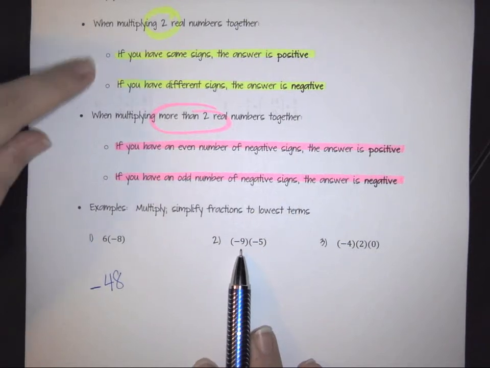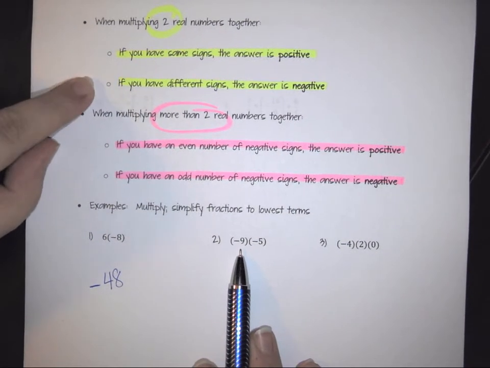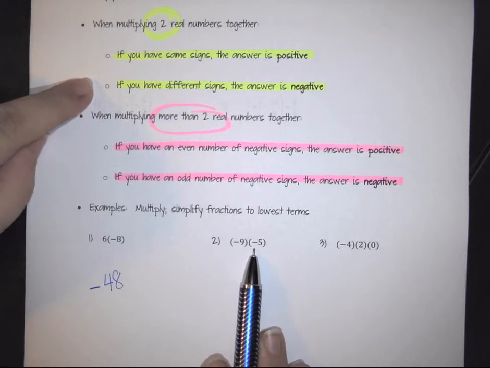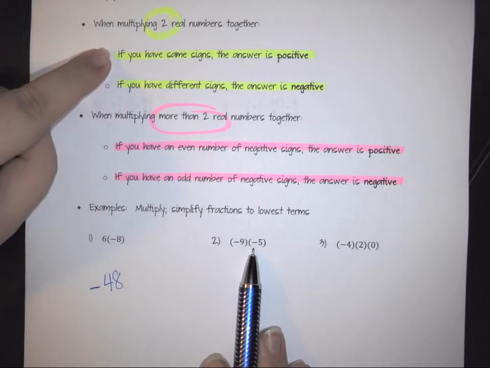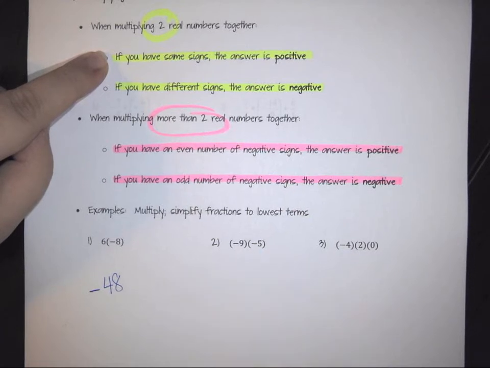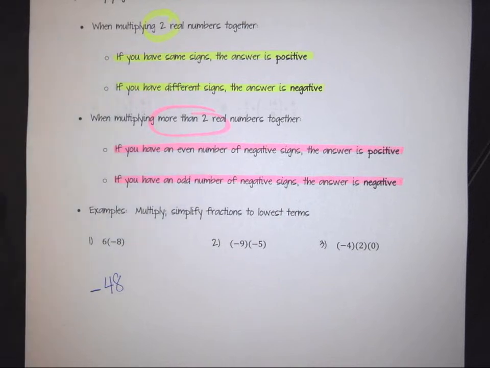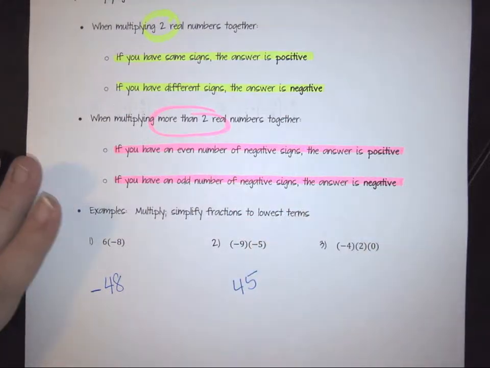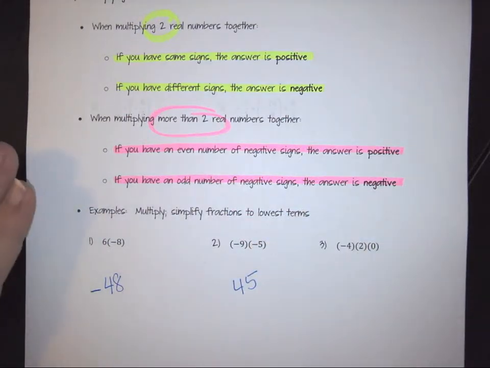I then am going to figure out what the sign of my result should be. So I have negative and negative. That falls under my first rule: if you have the same signs, then your answer is positive. So my answer here is going to be positive. Then I just simply have to do 9 times 5. 9 times 5 is 45. And therefore, because it's positive, I don't have to attach anything to it.